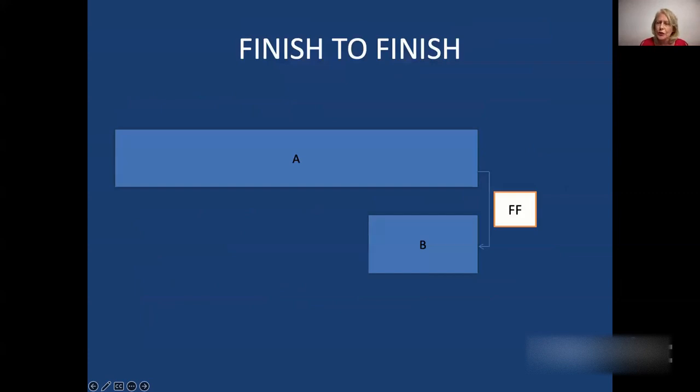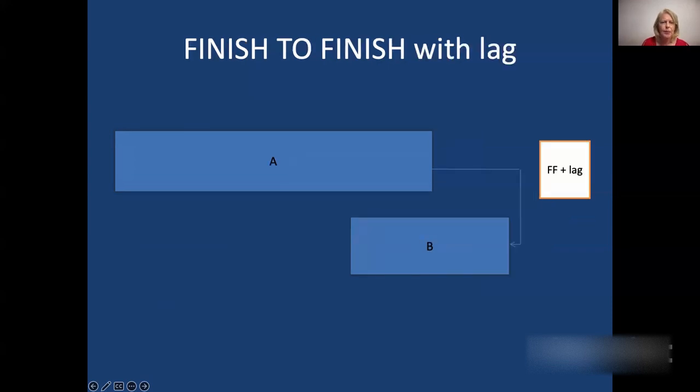Then you get the finish to finish relationship. Here, B, the successor task, cannot finish until A is finished. And of course, B's starting point isn't so important here, but its finish date is important. So it cannot finish before A finishes. And if A is delayed in its finish, then B will be delayed in its finish. And this, of course, could delay the whole project.